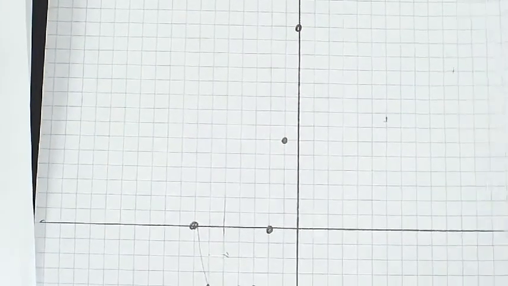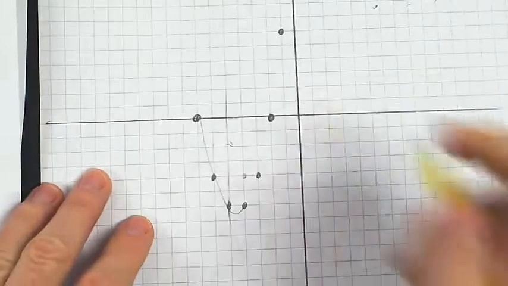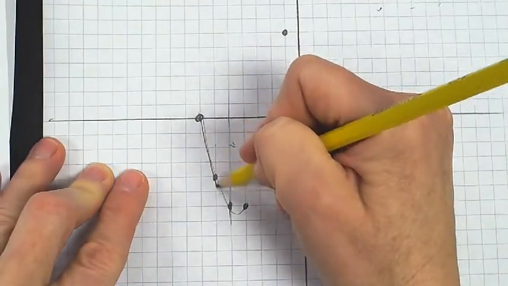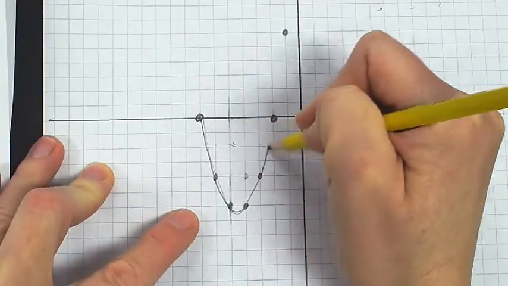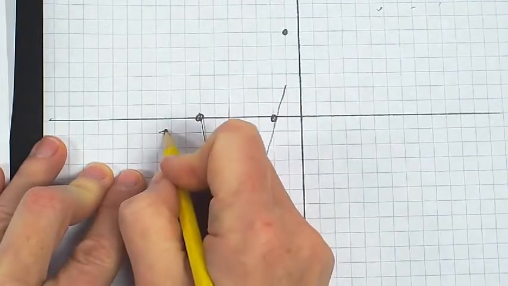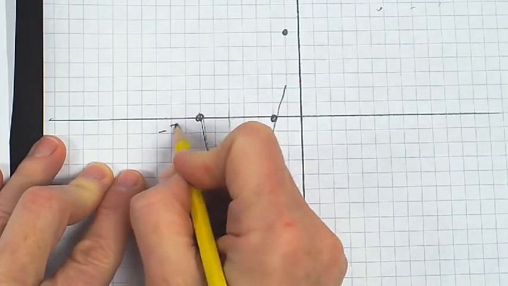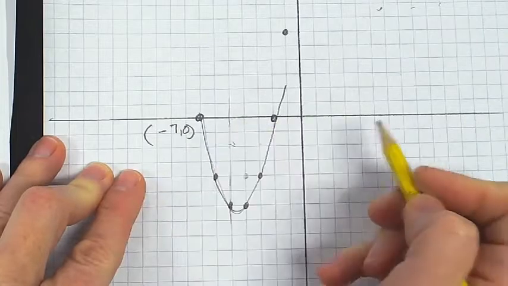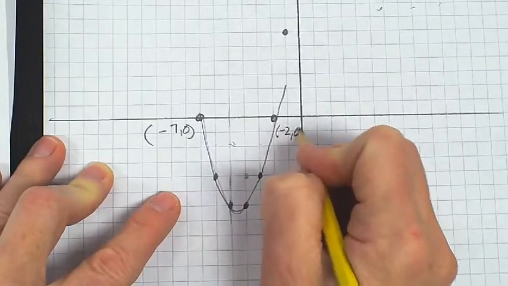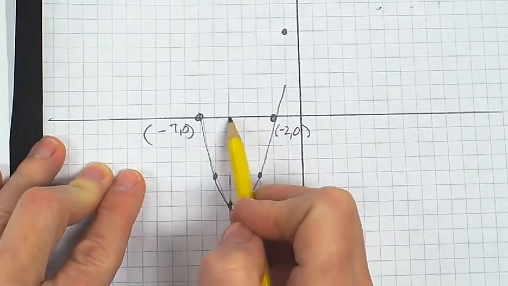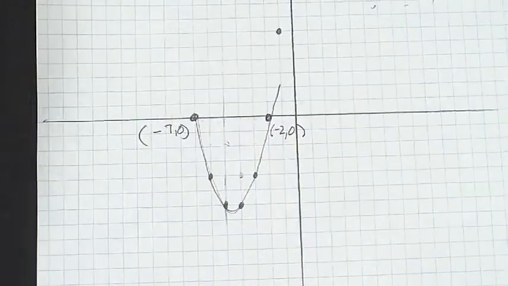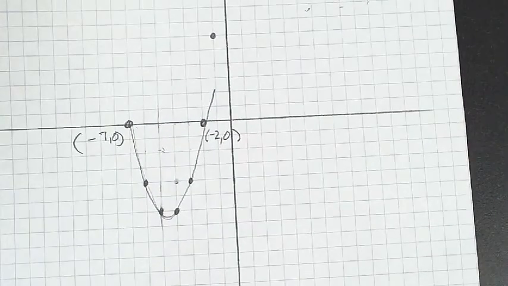And I'm going to stop there because I don't have enough room for the other points, and I really only need the x-intercepts. So my x-intercepts are -7, 0, and -2, 0. I'm going to use those to write an equation of this quadratic.